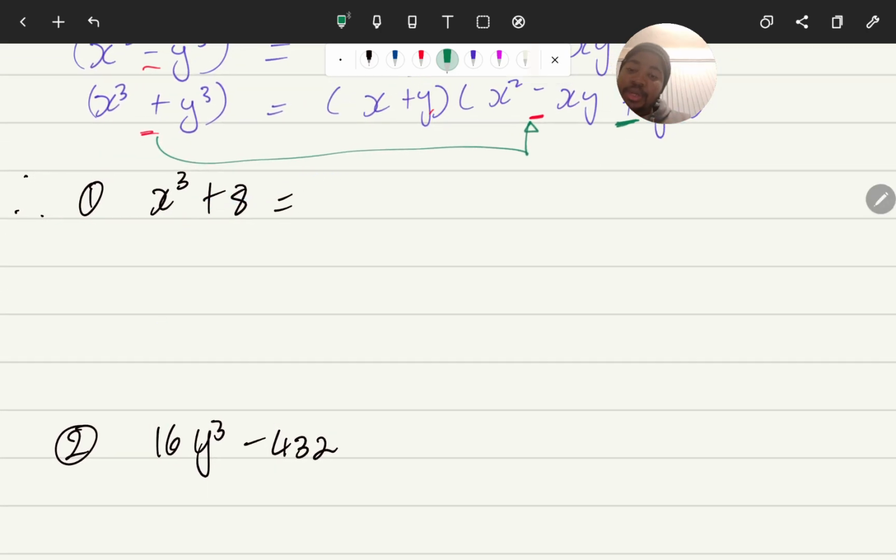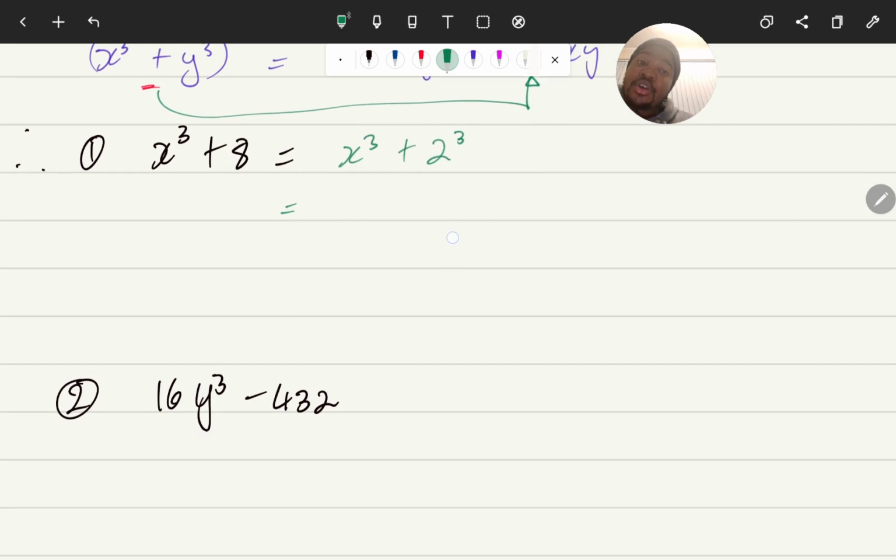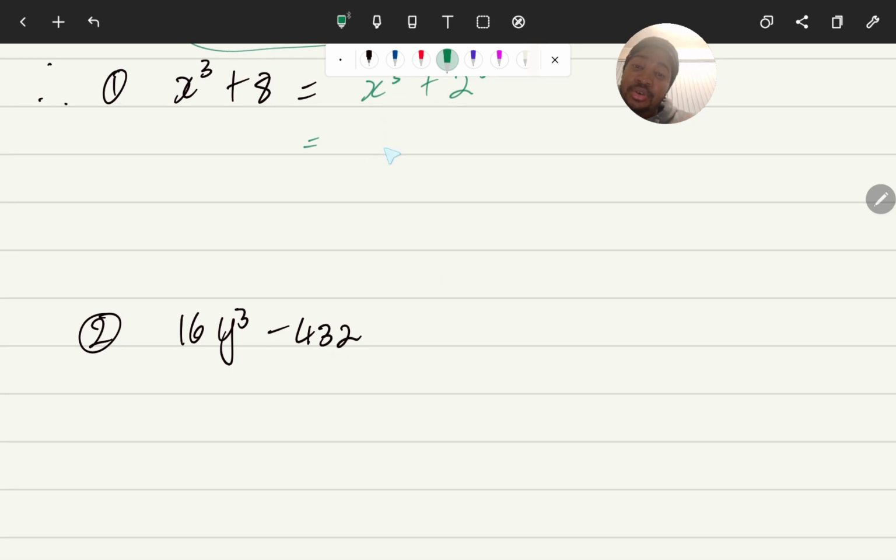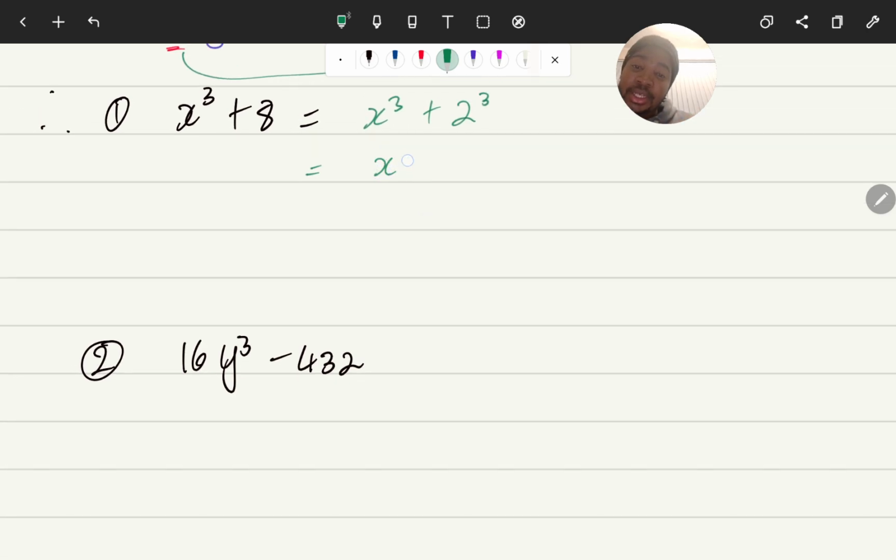We have x to the power of 3 plus 8, which we know to be x to the power of 3 plus 2 to the power of 3, which we have shown. We have shown that this is going to be x plus 2, and then x squared, then minus the multiplication of these, 2x, and then plus this squared, which is 4. Do you see it?